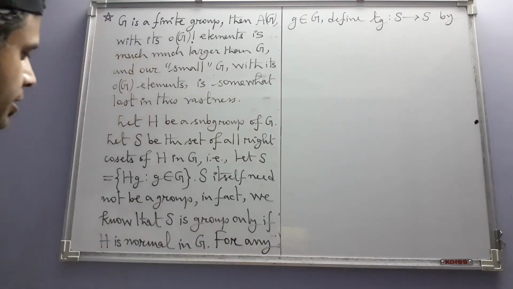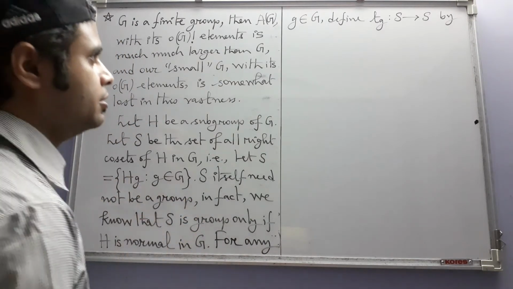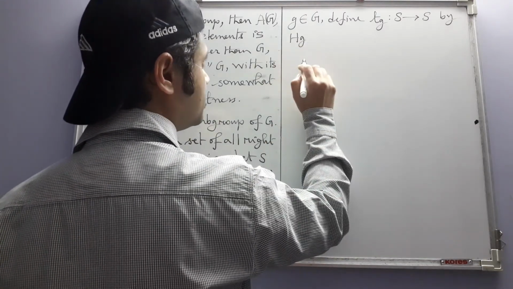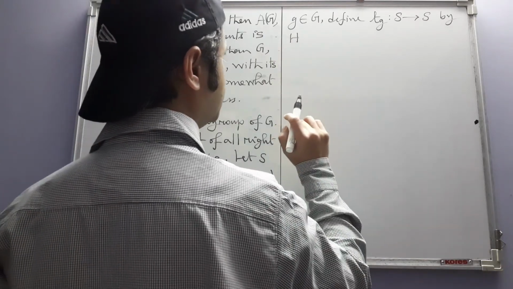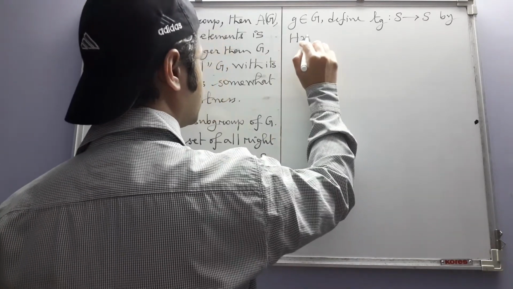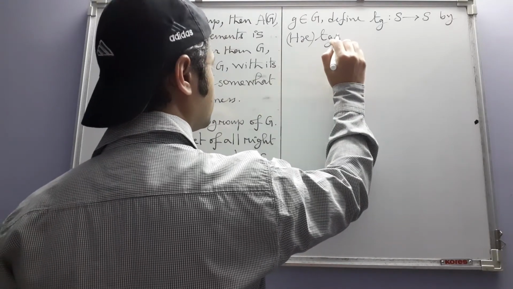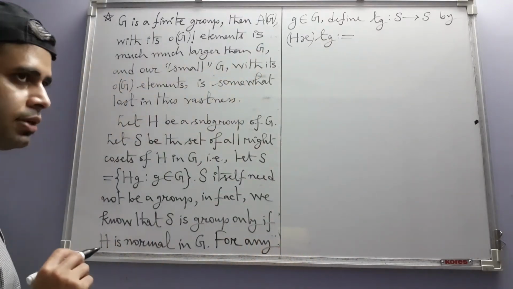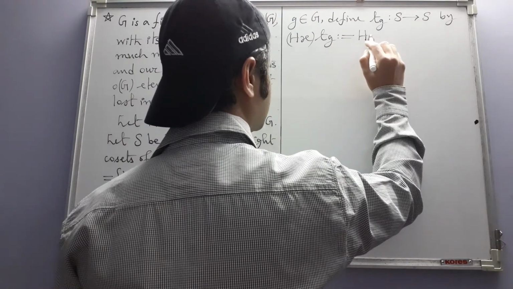and now our S has the right cosets of H in G. So that means our input will be a right coset, and this g will clash with that g. Let us take Hx, and the output will also have to be some right coset of H in G. That we take as Hxg.